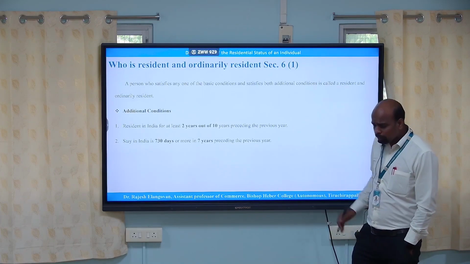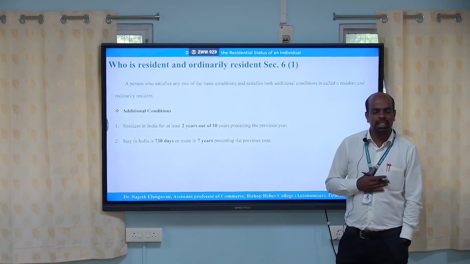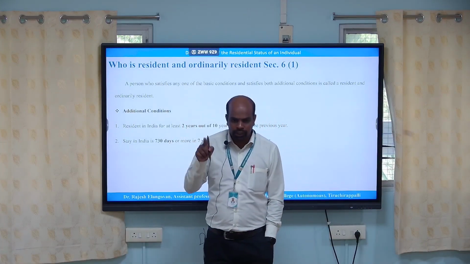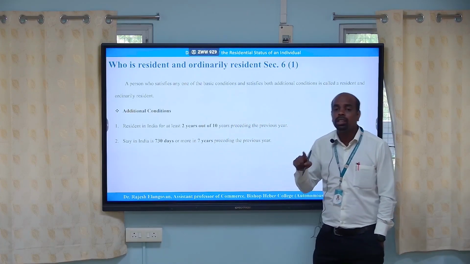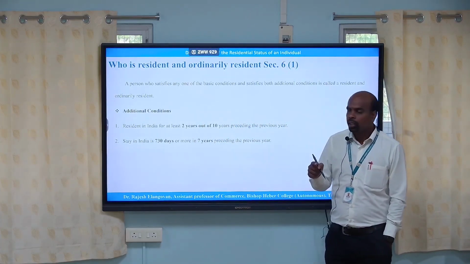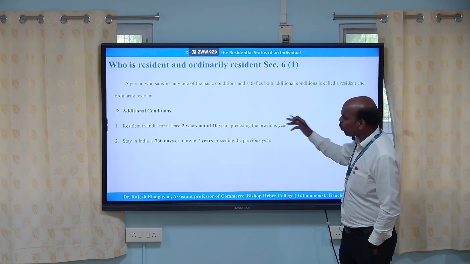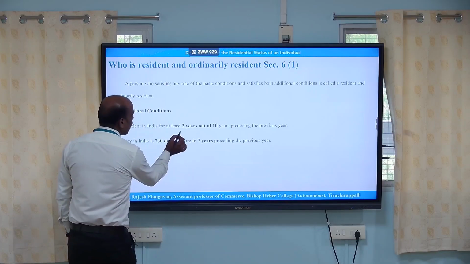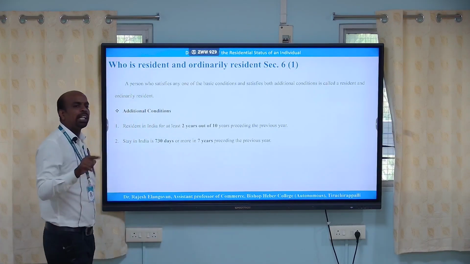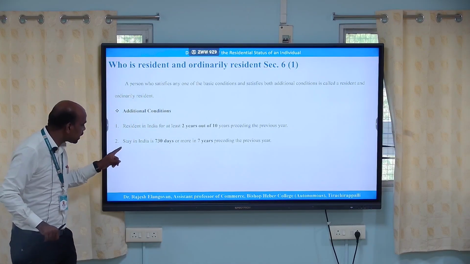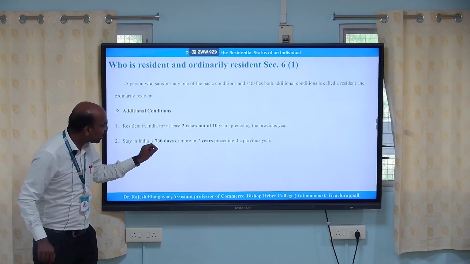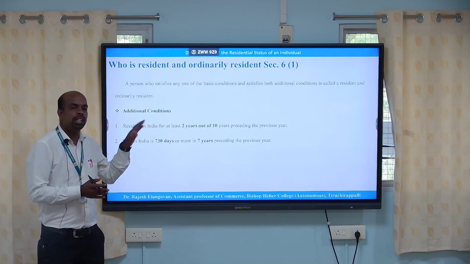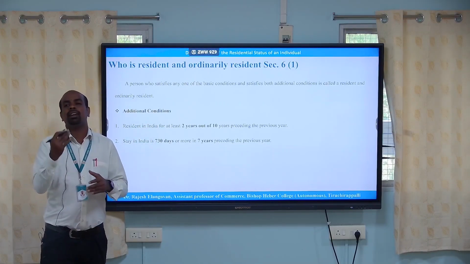And have a look at the resident and ordinary resident. Who can be called a resident and ordinary resident? A person who satisfies any one of the basic conditions and also satisfies both additional conditions 1 and 2. What are the additional conditions? Additional condition 1: a resident in India for at least 2 years out of the 10 preceding previous years. And additional condition 2: stay in India for 730 days or more in the 7 preceding previous years. A person who satisfies both additional conditions may be called a resident and ordinary resident.